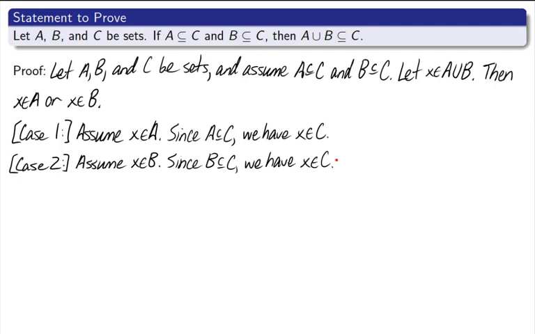Now we've shown the conclusion in both cases, and technically we're done, but I want to write one little sentence just to tie everything together. Thus, in either case, we have X as an element of C, and again that proves the subset relationship, since we showed that X was an element of C for an arbitrary X from A union B.